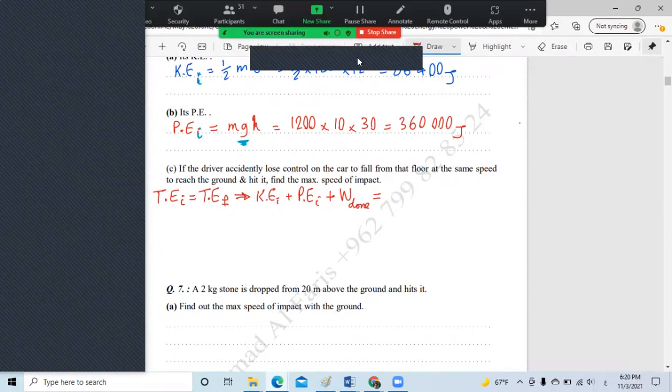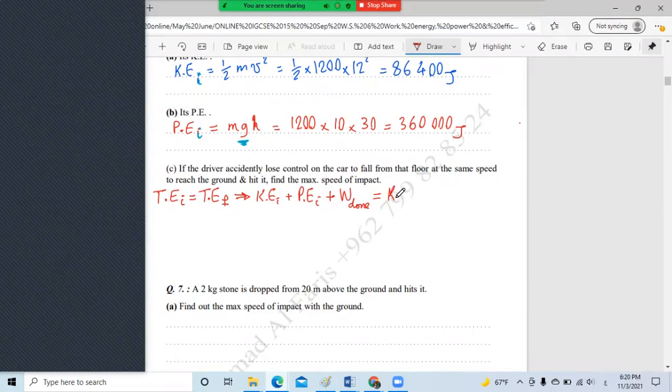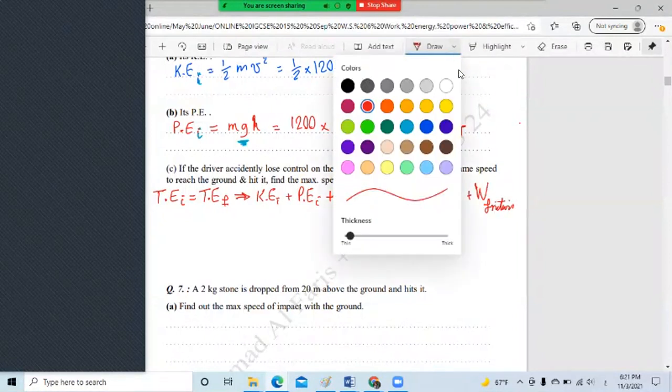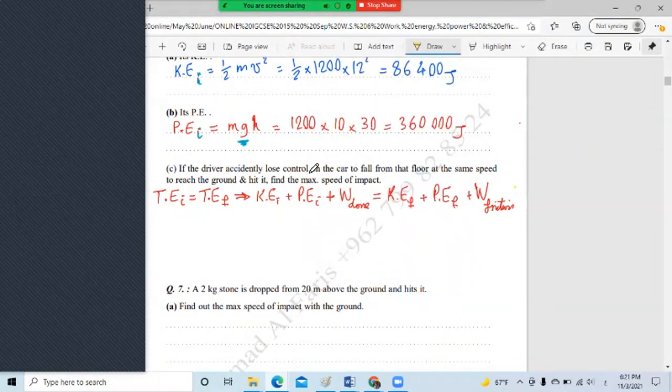So the total energy at the end is what? Kinetic energy final plus potential energy final plus the work done against friction, like air resistance or energy dissipated or wasted in any way. This is a very unique formula that they ask about every year in the last couple of years, and you can use it everywhere when they ask about energy before and energy after a certain position or situation. So the total energy before and the total energy after are equal.